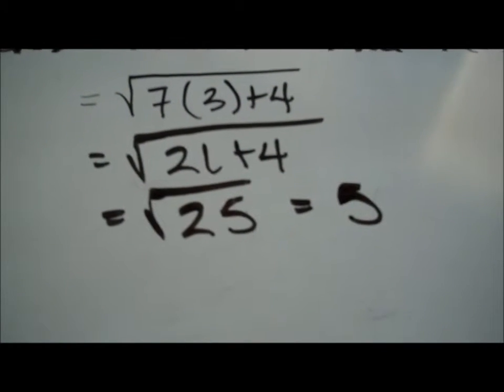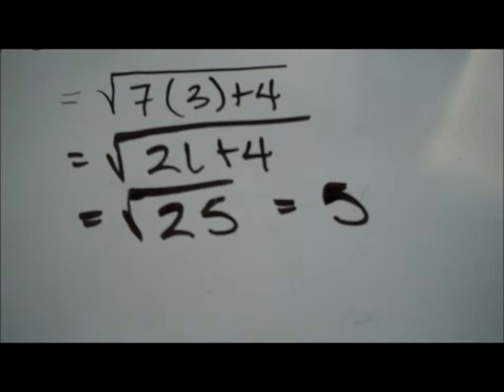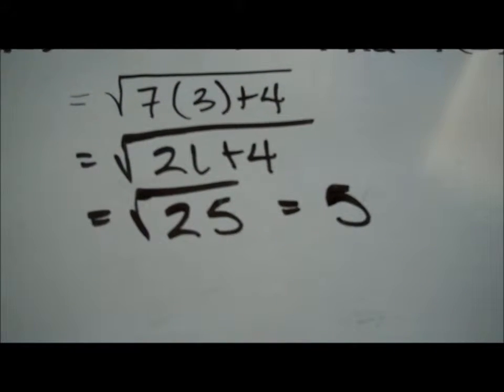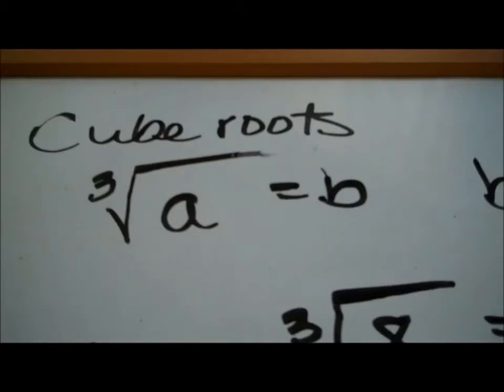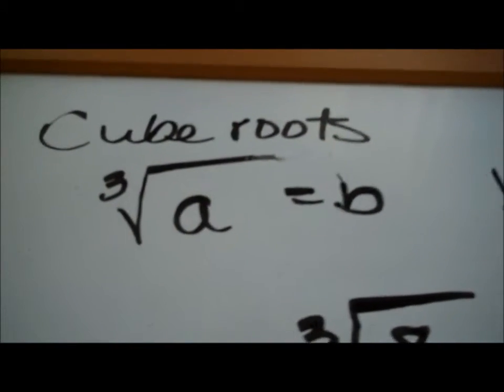Now again, if we were in chapter 8, this would be a positive and a negative 5, but for this sake, in chapter 7, we're only going to use the positive 5. Next, we're going to talk about cube roots.